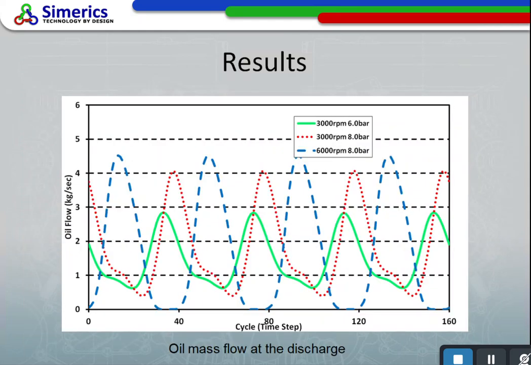We also monitored the oil mass flow at the discharge. This plot shows the instantaneous oil flow change with time. As you can see, for case 3, with 6,000 RPM and 8 bar discharge, the oscillation is quite big. Sometimes the oil flow rate is almost 0 at some point.